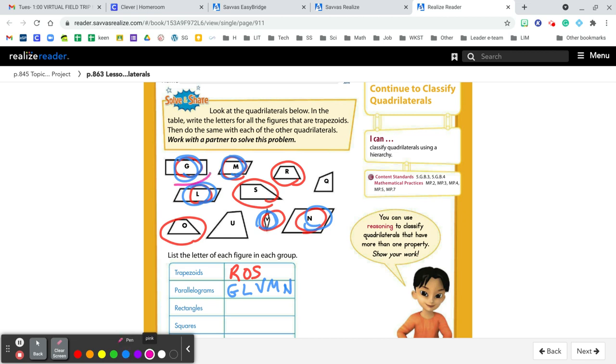We've got one rectangle. And we've got no squares. And then underneath that, we are looking for a rhombus. So we've got one rhombus. V is considered a rhombus. So we're just looking at more classifications.